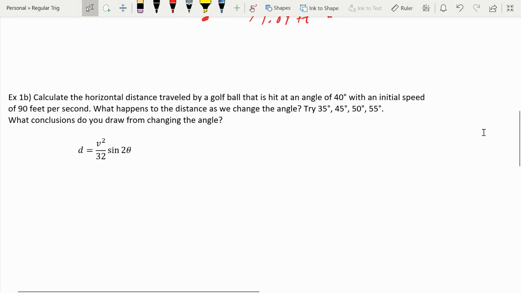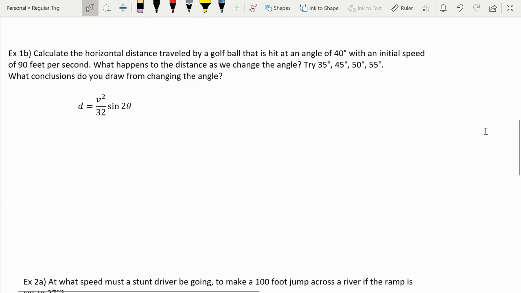For part B, calculate the horizontal distance traveled by a golf ball that is hit at an angle of 40 degrees with an initial speed of 90 feet per second. Let's just do that problem. d is equal to 90 squared, since this person's hitting a golf ball at 90 feet per second. I don't play golf, so I have no idea if that's fast or not. Divided by 32 times the sine of 2 times 40 degrees. And again, I just showed you how to type that into your calculator.